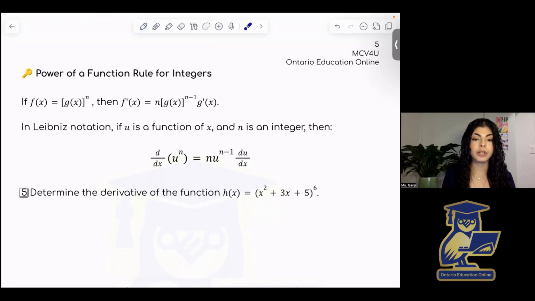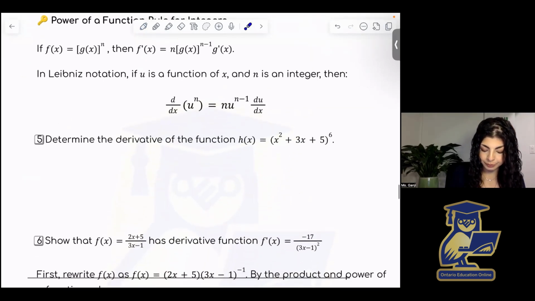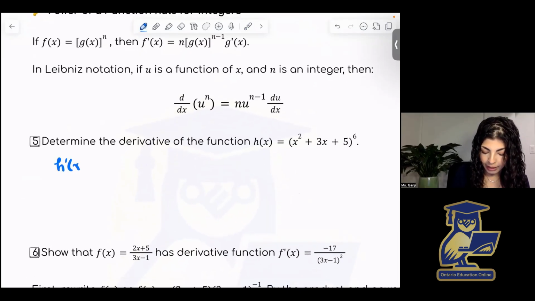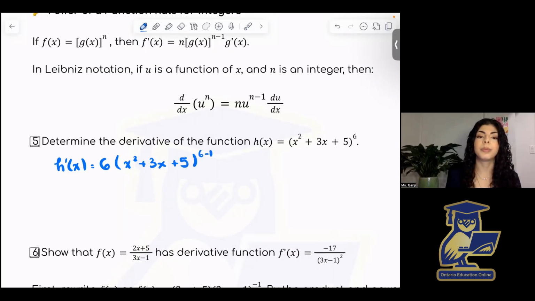We have our function h of x, which is x squared plus 3x plus 5 to the power of 6. So this tells me that h prime of x is going to be, first I'm going to put my power there, 6, x squared plus 3x plus 5, and this is 6 minus 1, which will be 5.